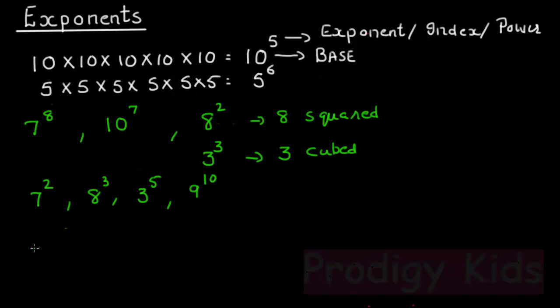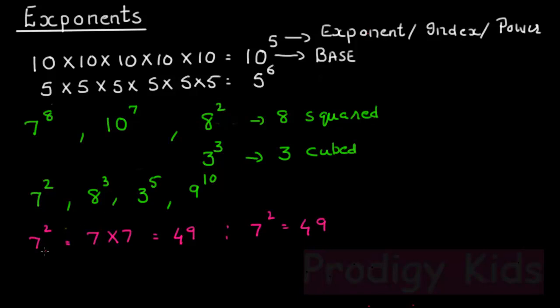Now what if I write the number 7 squared, and what is the value of 7 squared? I have 7 squared. It means 7 is repeated twice. And what is its value? 7 times 7 is 49. So what I'm trying to say is that 7 squared is equal to 49.